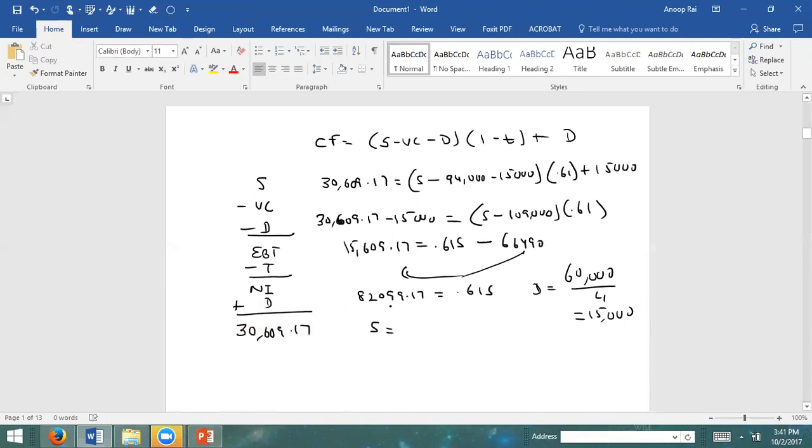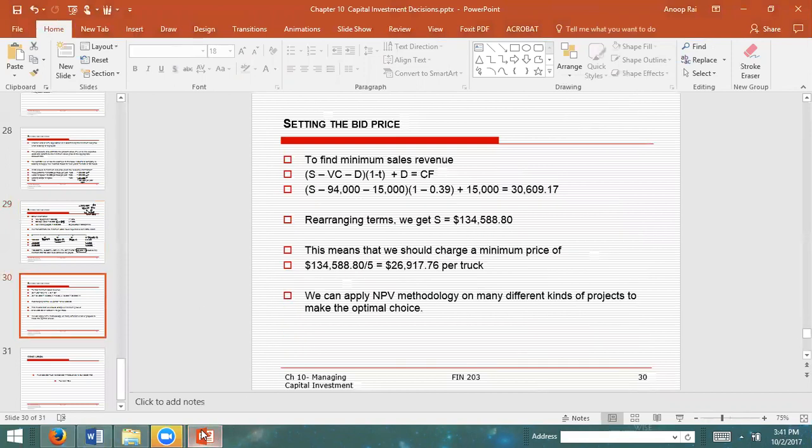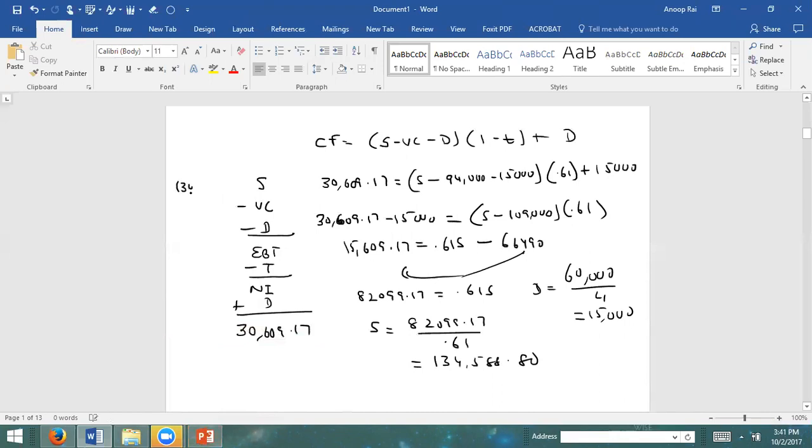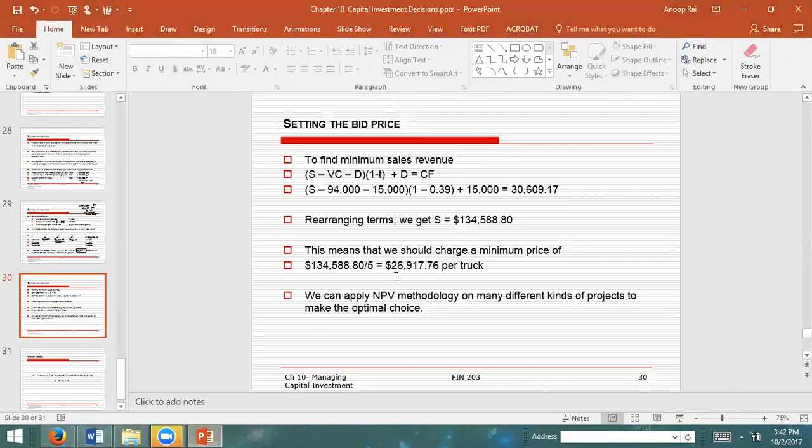So S is equal to 82,099.17 divided by 0.61. Should be 134,588.80. Let's double check, make sure I haven't made a mistake. It's 134,588.80. So in other words, if I have 134,588.80, I take away my variable costs, I take away my depreciation, then I get my EBT, take away the taxes, add back, I'll end up with exactly 30,609.17. So all I have to do is say, if I can get 134,588.80, then I'll be okay, but there are 5 trucks, so I'll divide this by 5. And so the minimum I need to bid is 26,917.76. So that's the minimum bid price that you need per truck.